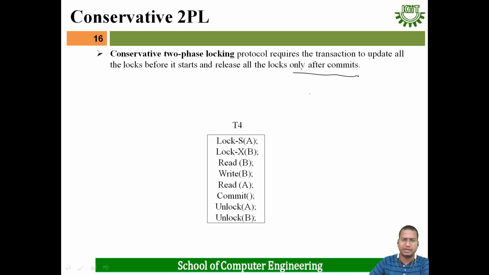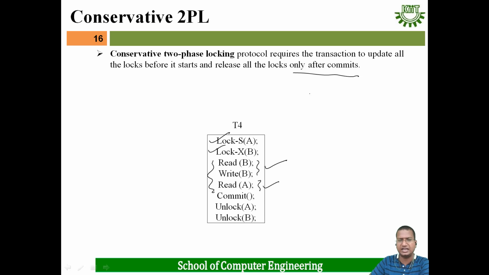Why? Because suppose one transaction T4 requires read and write operations on B and a read operation on A. Whatever data items it has to operate on, first it will apply locks on all the data items, then only it will start execution. That means first it will apply locks on A and B.